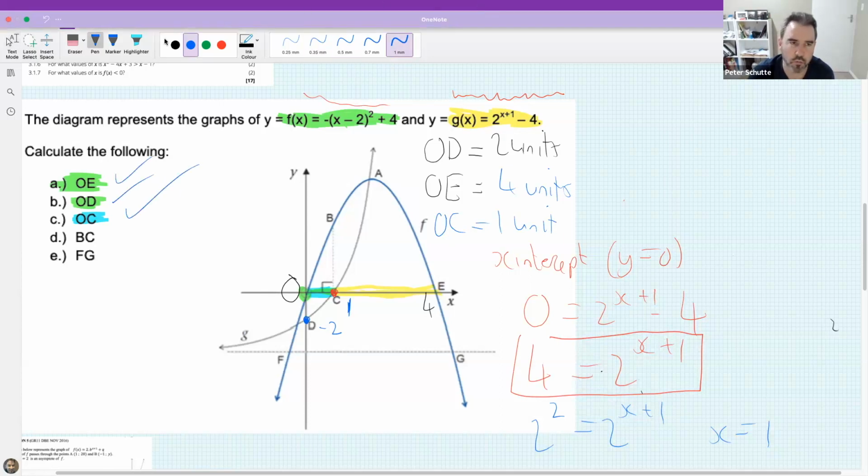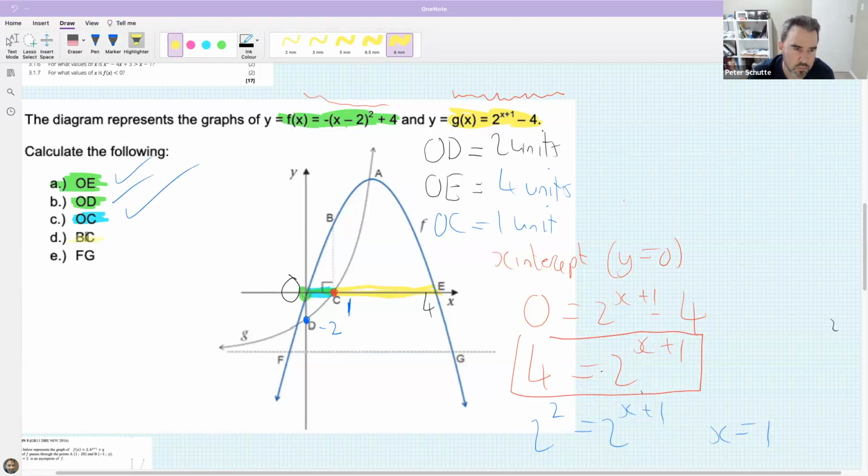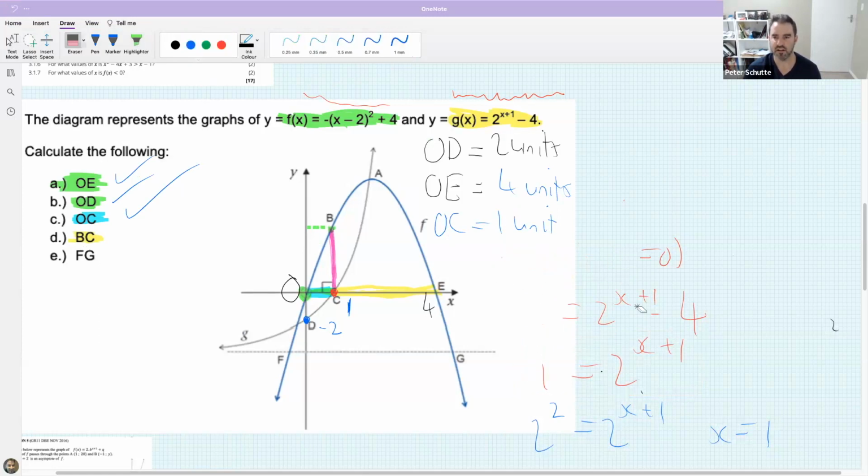Okay, we're going to do 2 more before the break. I want to do BC next. So where is BC? BC is this distance over here. Now, in order to find this, I need to find what the y value is of this point B. Who can tell me the y value of this point B? Or what idea?